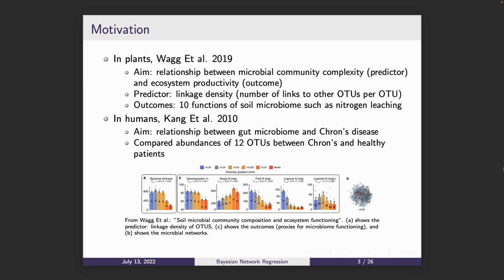This figure on this slide comes from the 2019 paper by Wag and colleagues. Section A shows bacterial richness, their predictor, under a few different conditions. Section C gives the values of some of the different outcomes studied, with nitrogen leaching on the far right, and Section B gives the microbial network under the first condition, that is, the condition given in the blue bar in sections A and C. So, we can see this as an active area of research for plant biologists as well as in medicine.